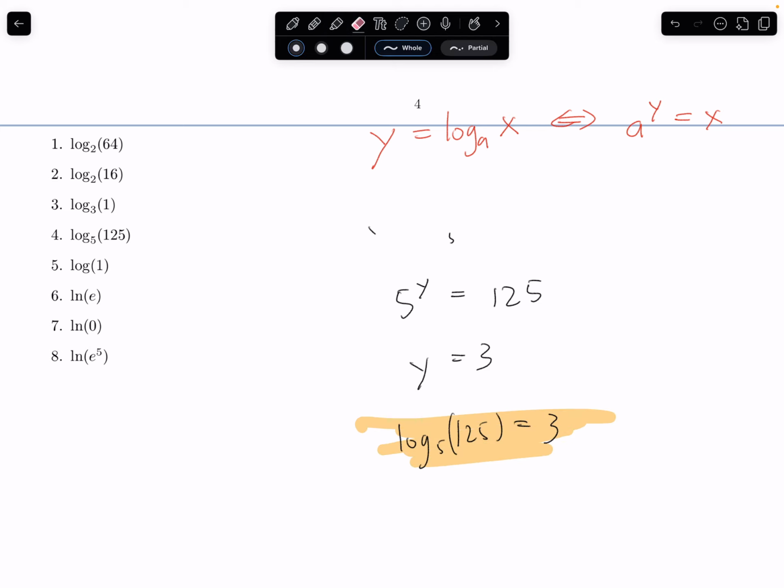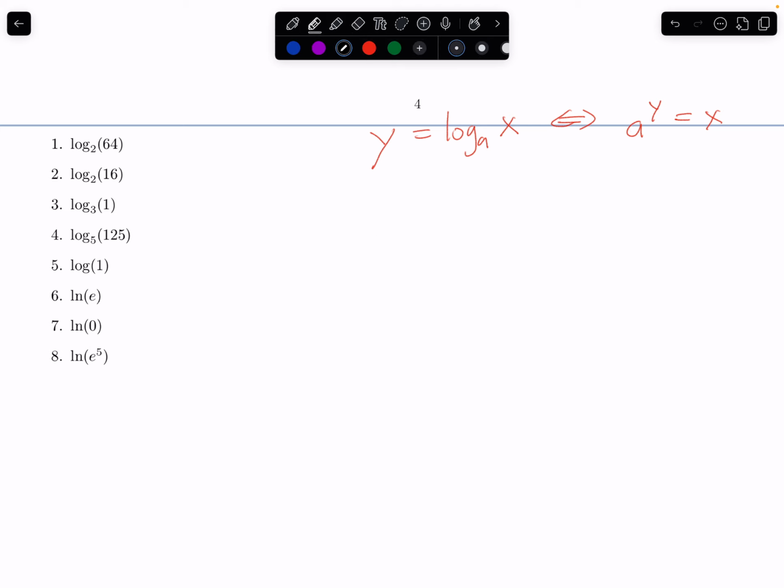See, these are not so bad, right? Just basically applying the definition, filling in the missing exponent. That missing exponent is the logarithm. Okay, log of 1. Remember what we said earlier? In this question, it's going to be 0, right? We already know it's going to be 0.